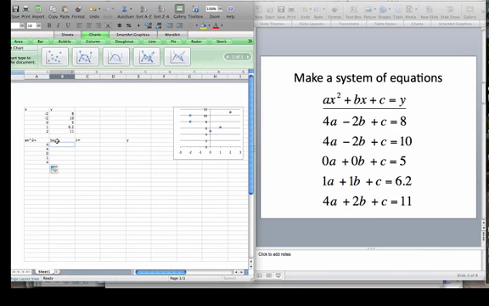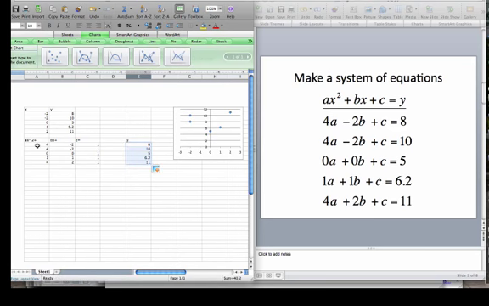In this case, every number that's multiplied by b is just equal to x. So equal to x, and we'll pull down. In each case, c is multiplied by 1. So I'll enter a 1 and pull down. And the y values form the constants matrix. So I'll just pull down the y values.